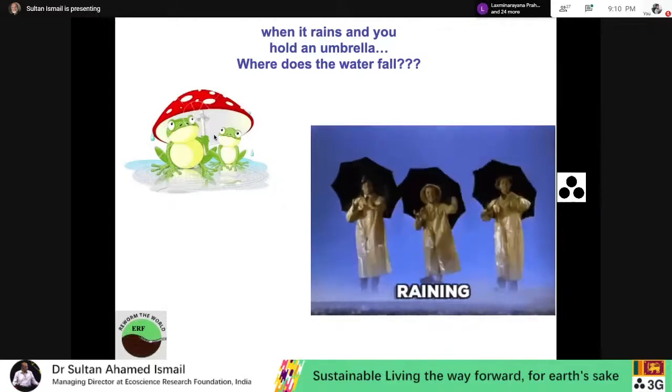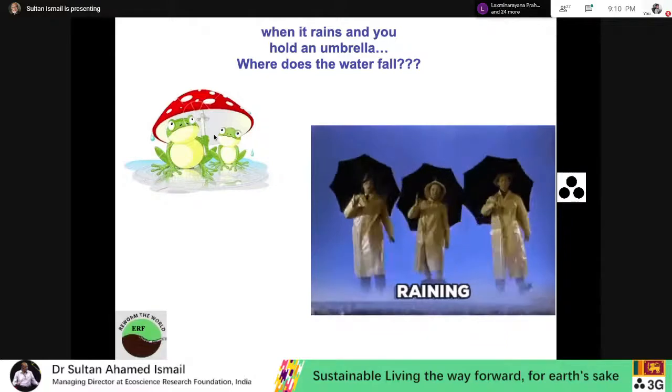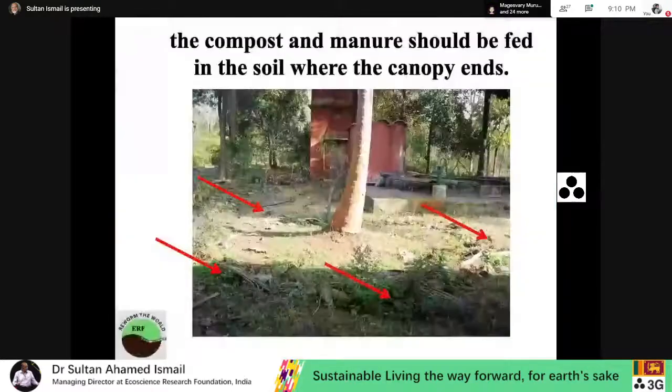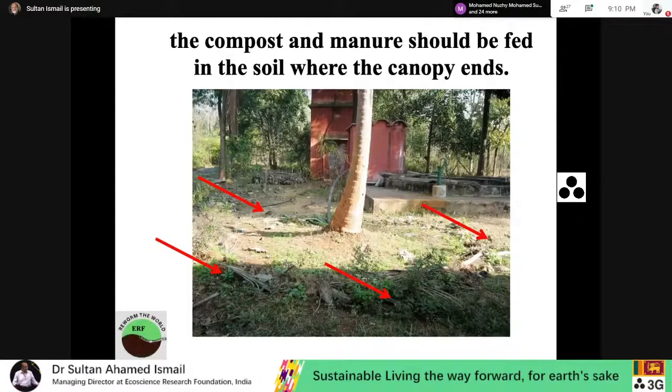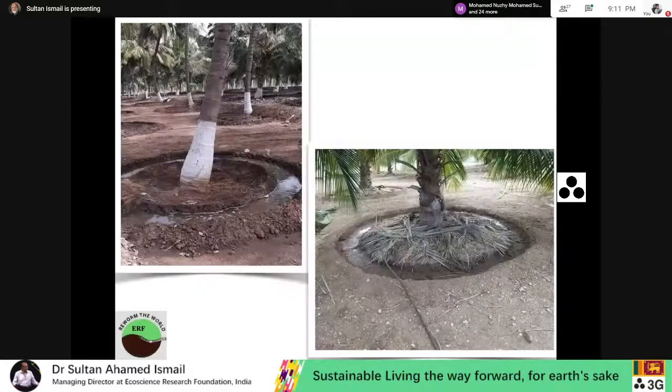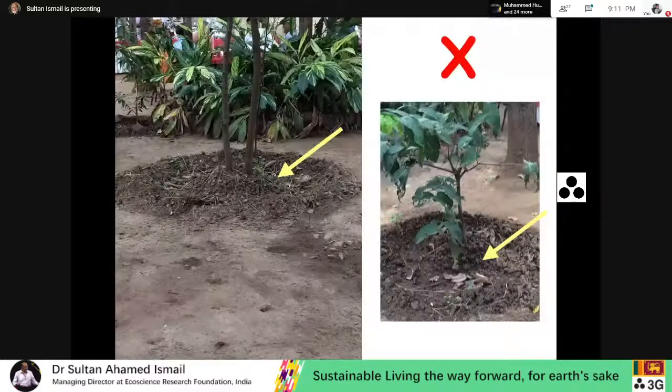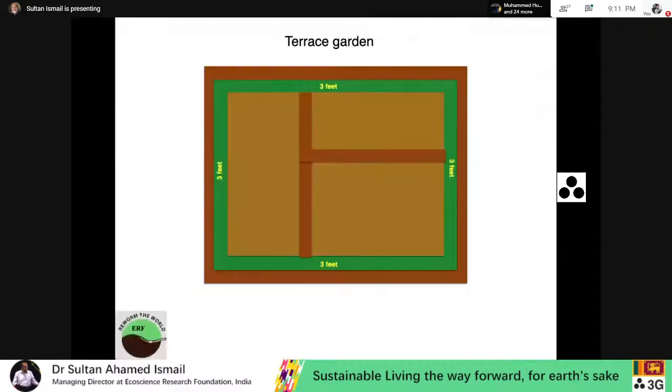It falls around the tree because nature is a great teacher. It falls around the tree because the roots which drink are there. So where should I water a tree? I should water a tree where the canopy ends, or at least 2 to 2.5 feet from the trunk. But what do we do in our learned institutions? We water near the trunk. Are you able to understand?